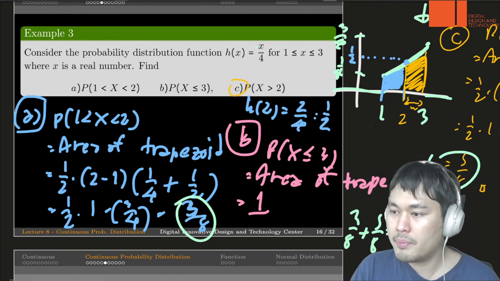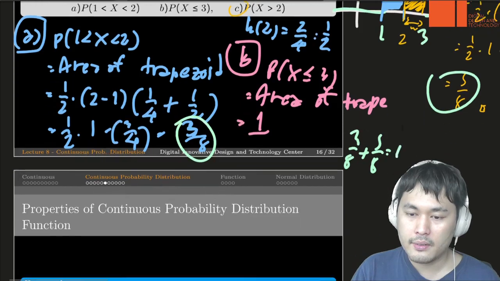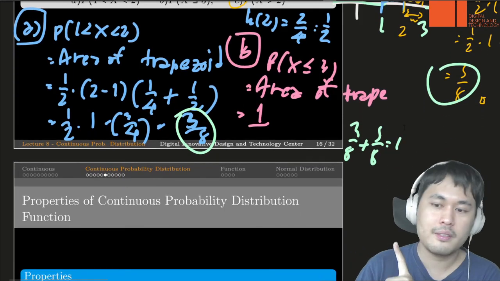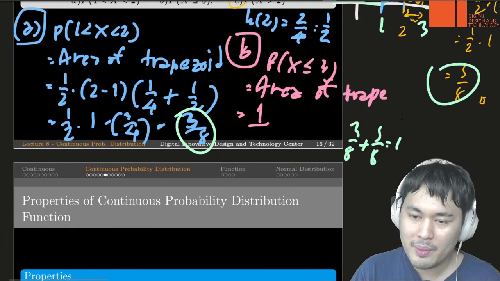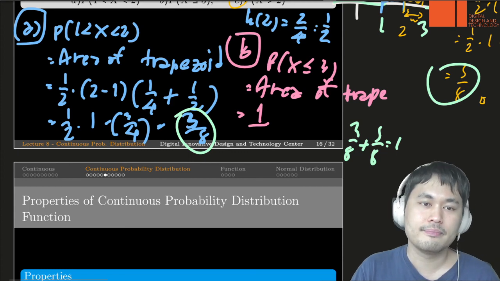So that's example 3. And now we're going to move on to the next part, the properties of this function. Stay tuned.